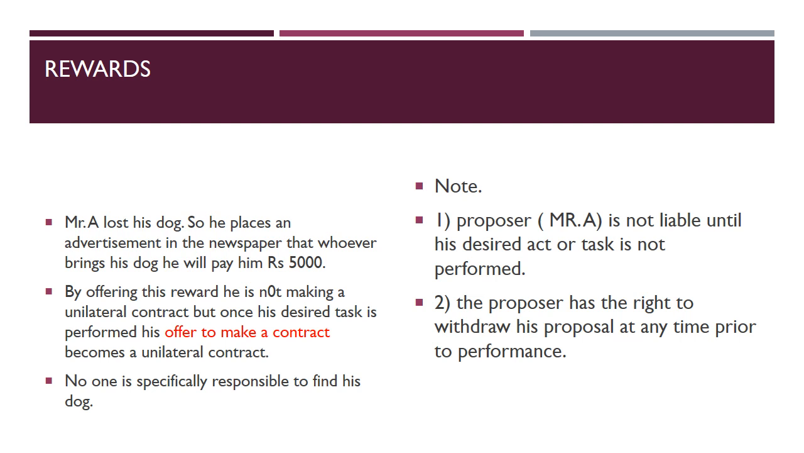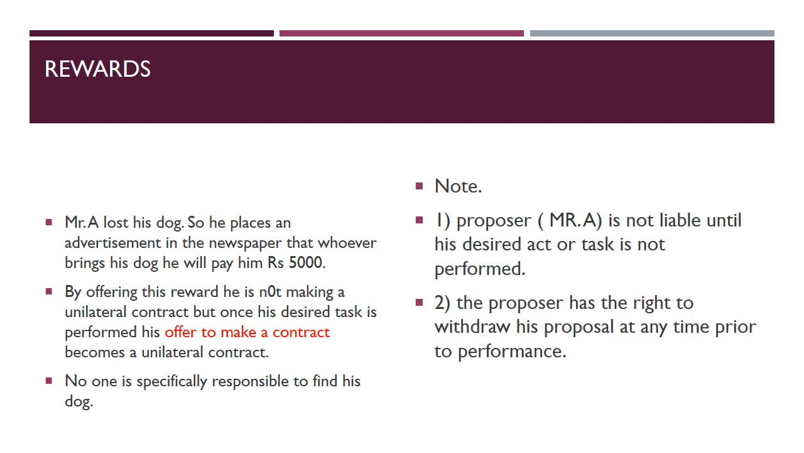Let's see an example. Mr. A lost his dog. So he places an advertisement in the newspaper that whoever brings his dog, he will pay him rupees 5,000. See, there are two things in this example. Mr. A lost his dog, so he makes an offer that he will pay rupees 5,000 to someone who brings his dog. By giving this reward, he's not making any kind of contract, because no other person is bound to accept it. You are not bound to go and search for his dog. It all depends on you. Do you want to or do you not want to? So right now there is no contract at all.